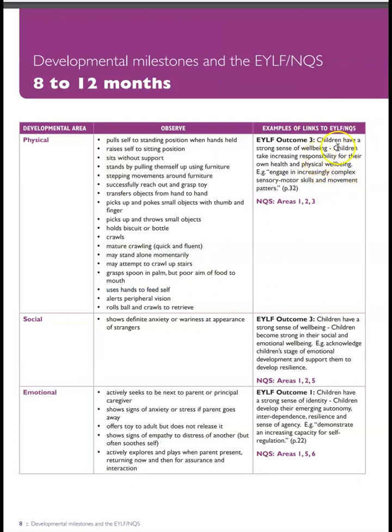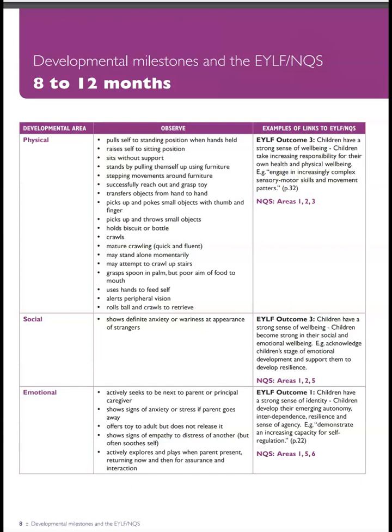So we can add analysis that Tom takes increasing responsibility for his own health because he is engaged in increasingly complex sensory motor skills movement patterns, attempting to self-feed and grasp spoon by 12 months. Here you can see that, and he was quite successful. So his aim of food to mouth is pretty good. Yeah, we can add that to our observations.